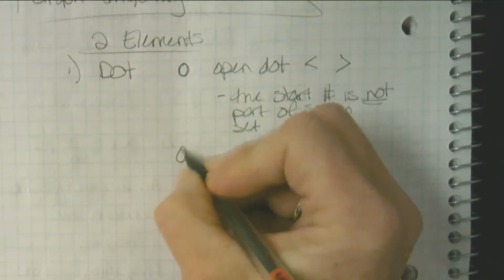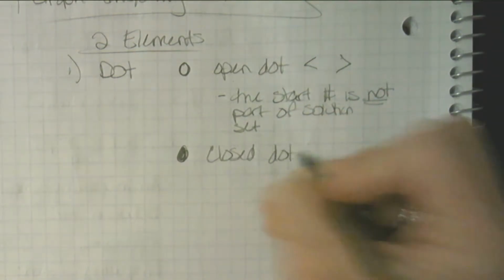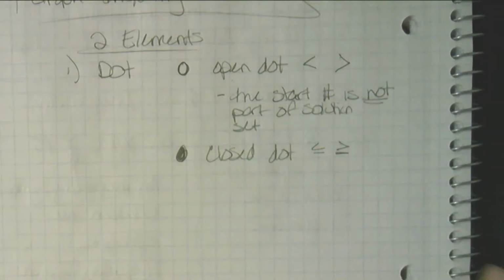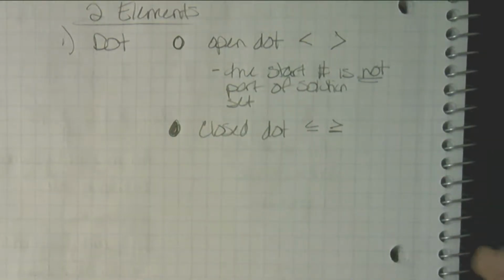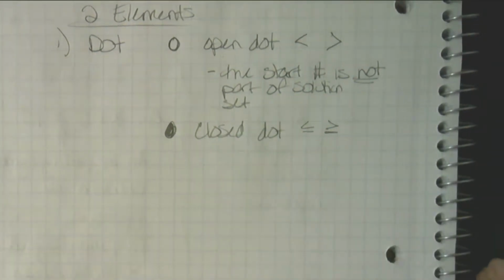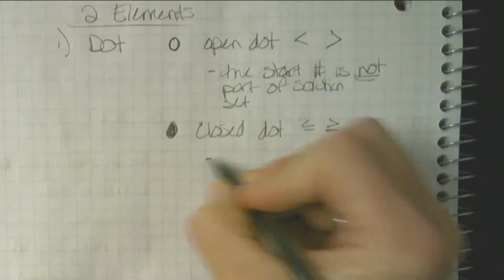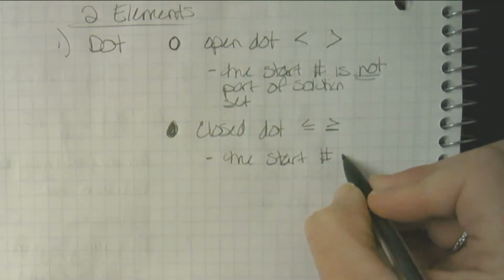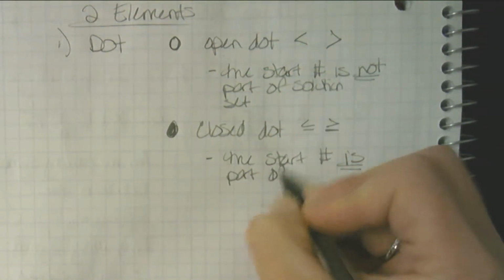The other possibility is what's called a closed dot. That's when we have a less than or equal to or a greater than or equal to. This is when the start number is part of the solution set.